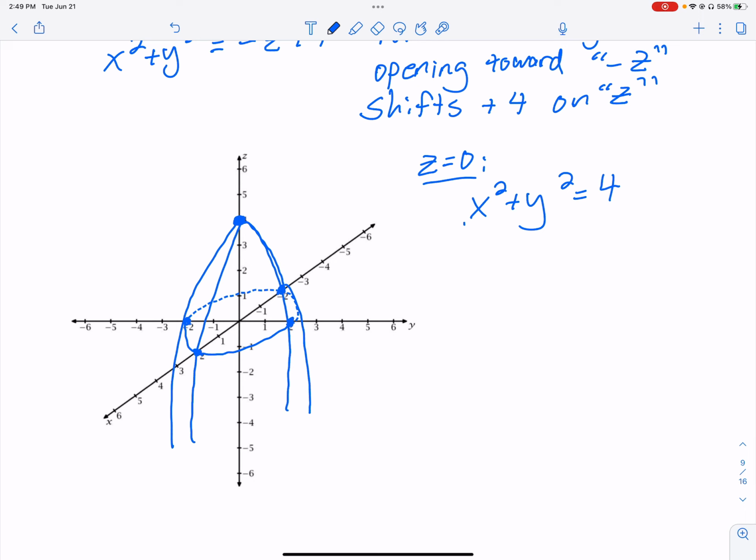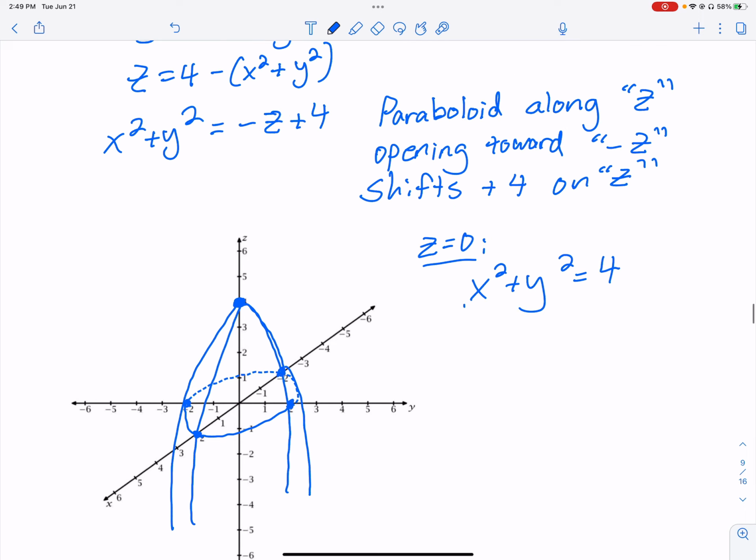So we get a parabola shape down. It's going up 4 because of the plus 4. The plus 4 shifts it up 4. The negative makes it go down. If it was a positive z, it would go up. Okay, so there's our paraboloid. All right, we have a few more.